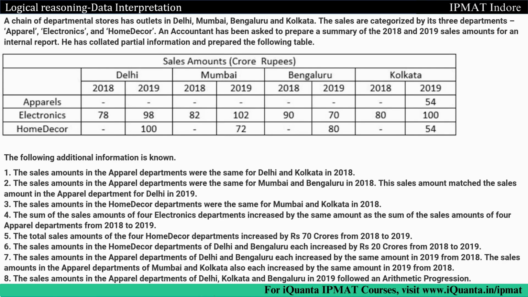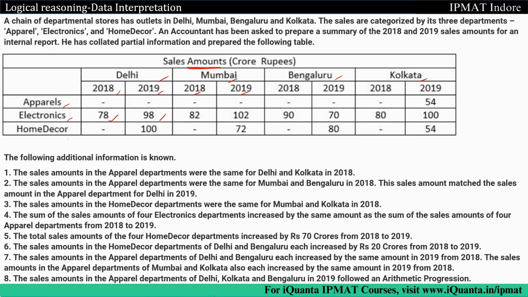So this is the set in which we have been given a table with the sale amounts of 4 different cities, Delhi, Mumbai, Bangalore, Kolkata, in 2 years, 2018 and 19, for each of the cities in 3 departments: apparels, electronics and home decor. If you look at the entries in the table, some of them are there but many of them are missing as well. So a rough idea is we have to fill this table, of course.